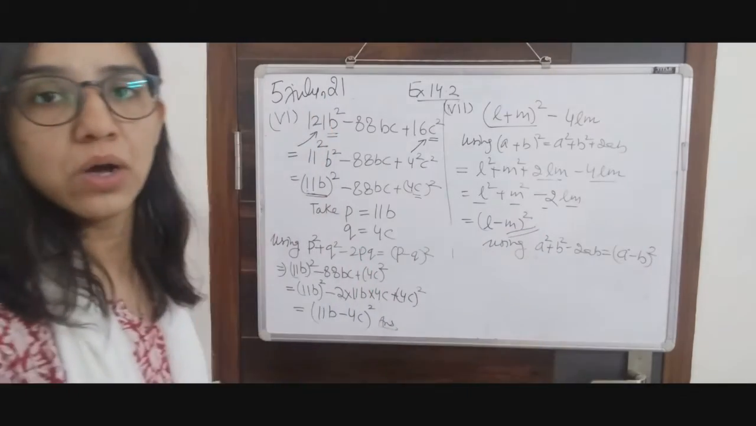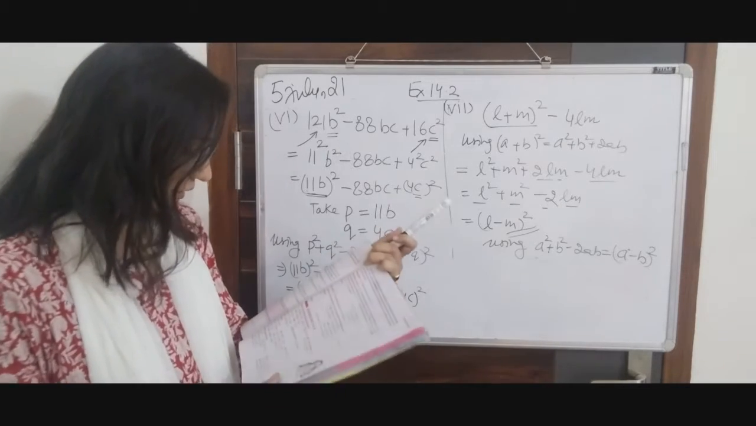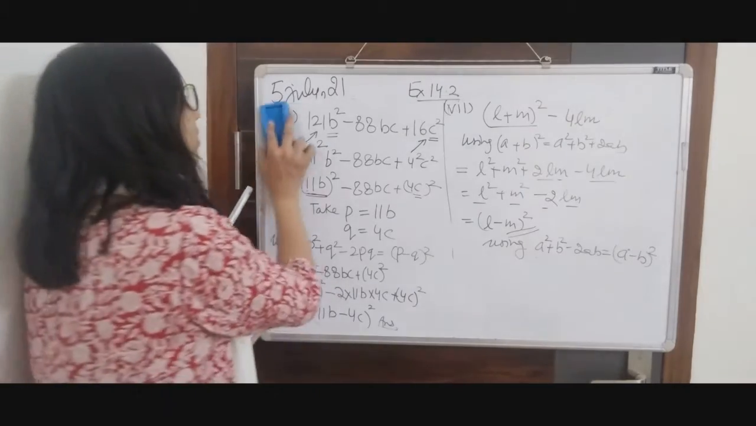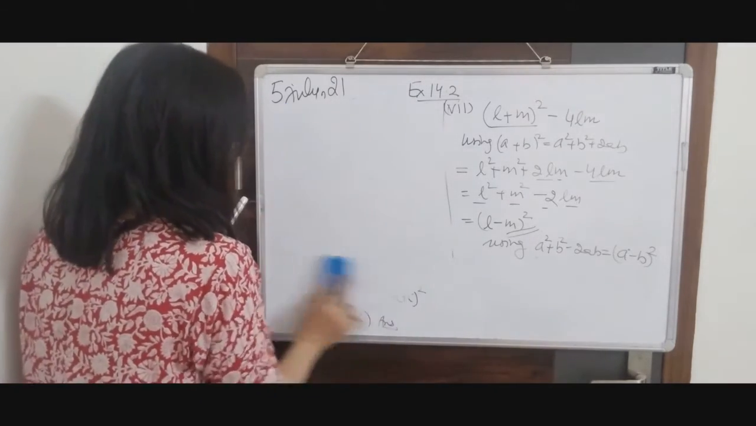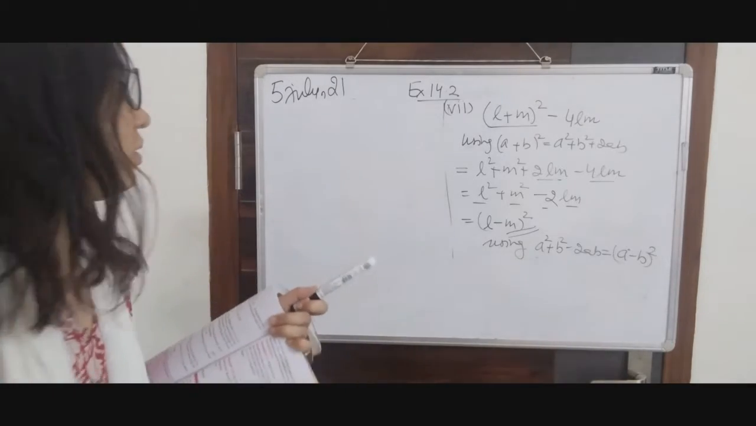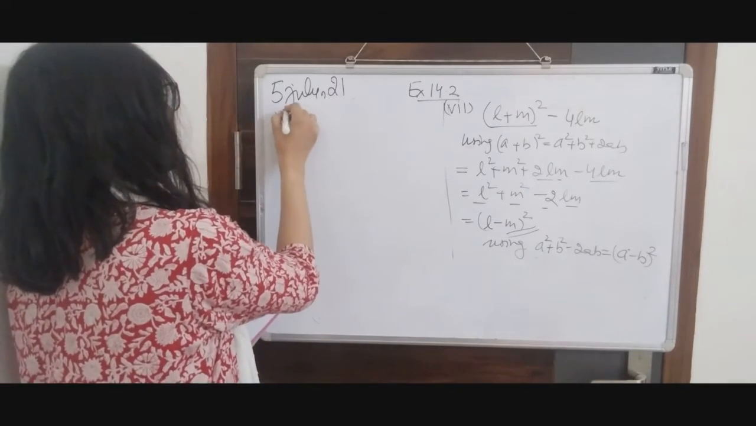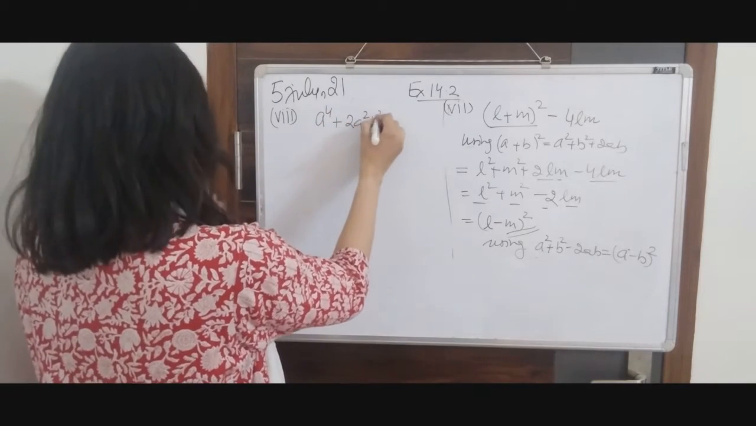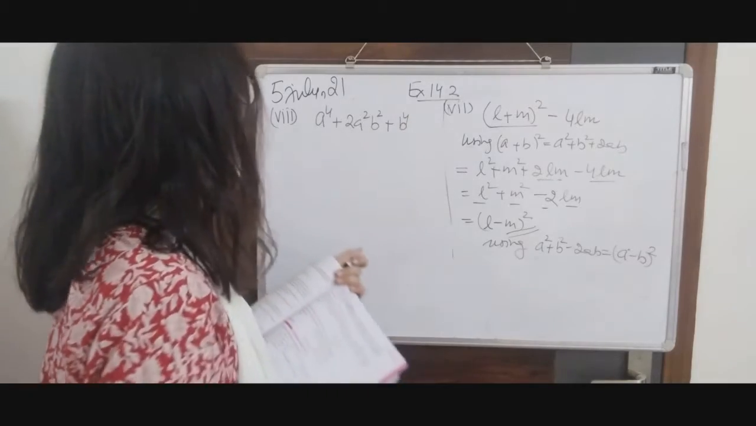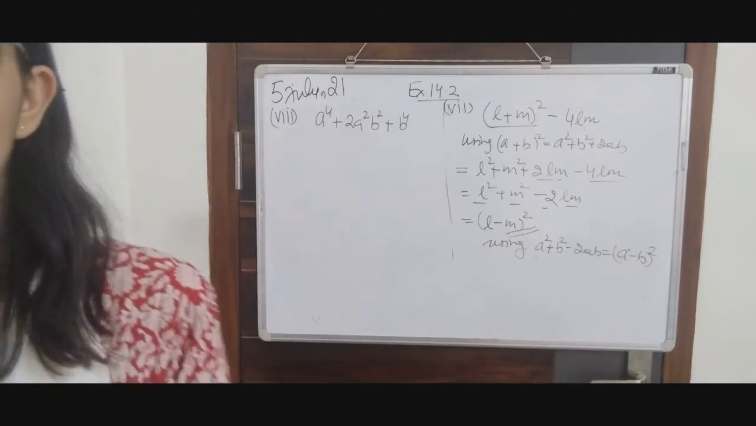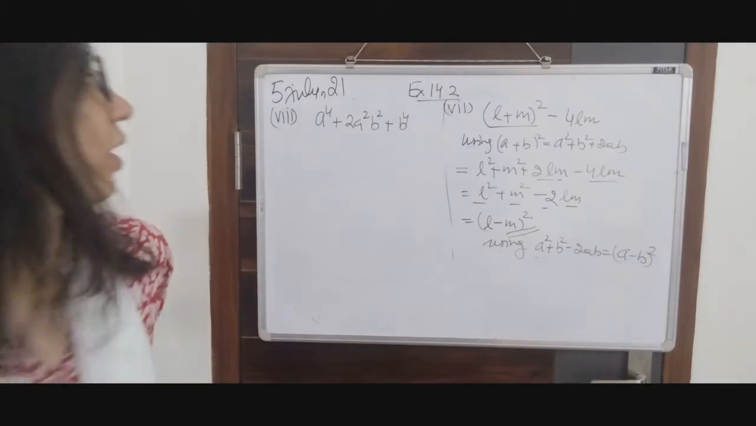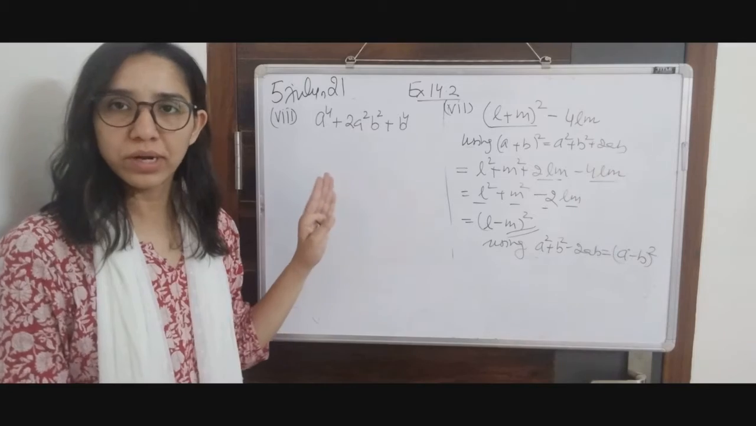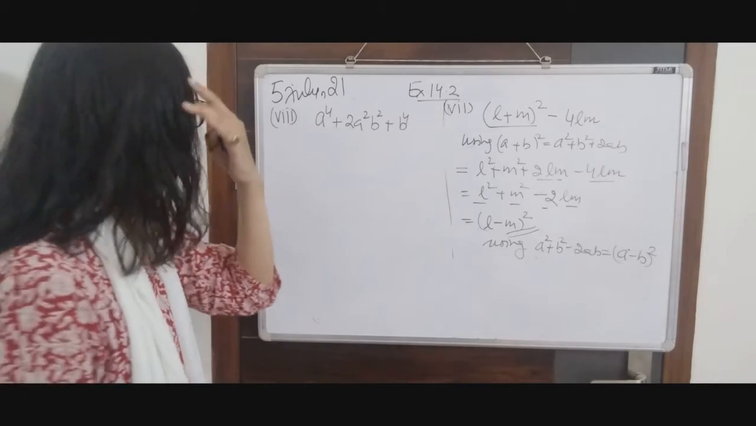L minus M ka whole square. Next is our eighth one. Eighth one is this: A⁴ plus 2A²B² plus B⁴. Now we have squares in our formulas, not fourth powers. We don't know the formula in which we have 4 power. So what we will do, we will try to convert it into square terms.